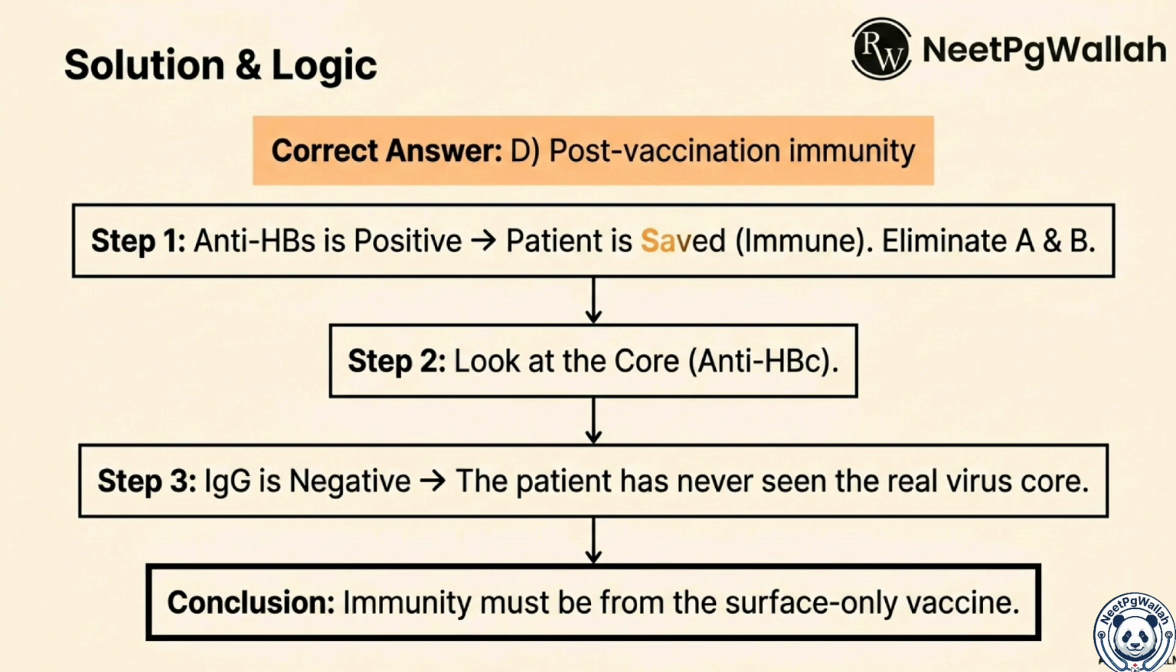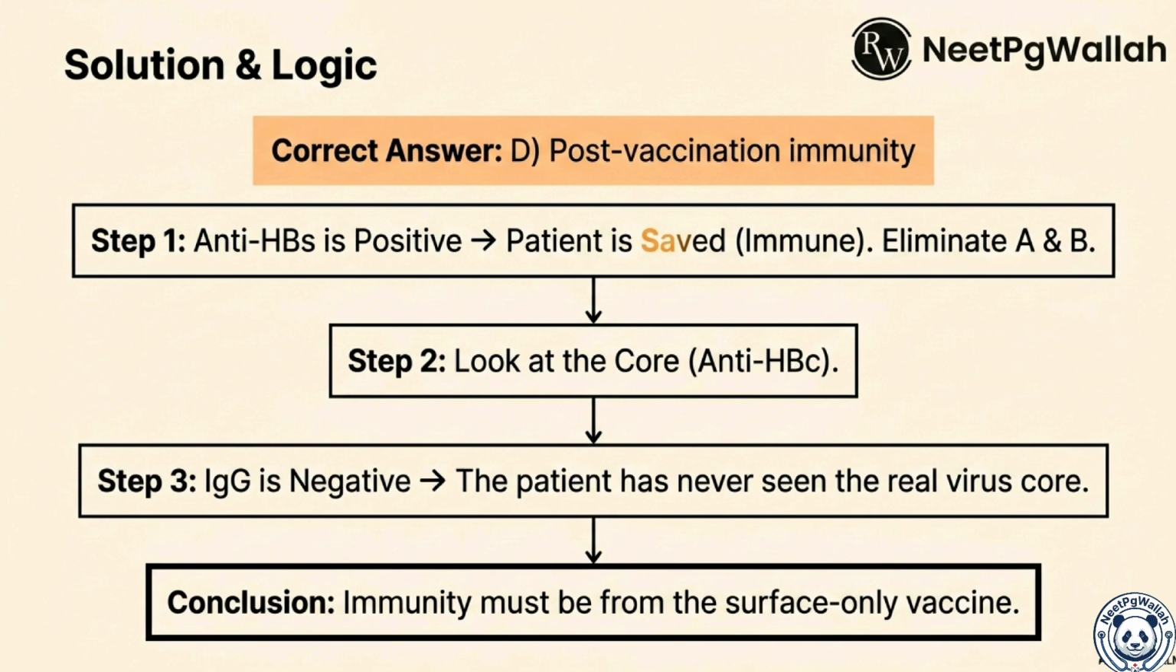Step 2. To figure out exactly how she got immune, we look at the core, the anti-HBc. Step 3, we see that the IgG is negative. This means her body has never actually seen the real virus core. And that leads us perfectly to the solution. The correct answer is D, post-vaccination immunity. Because she has the protective surface antibodies but completely lacks any antibodies against the virus's core, her immunity absolutely must have come from the surface-only vaccine.